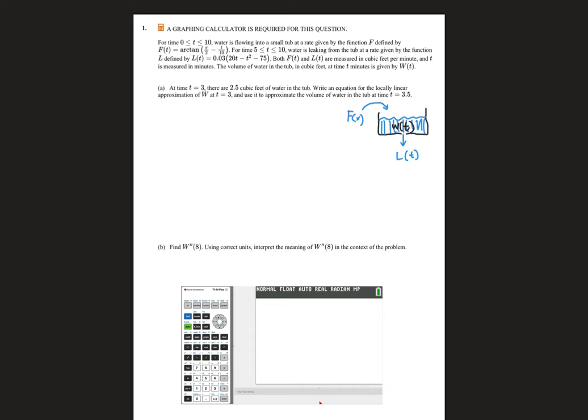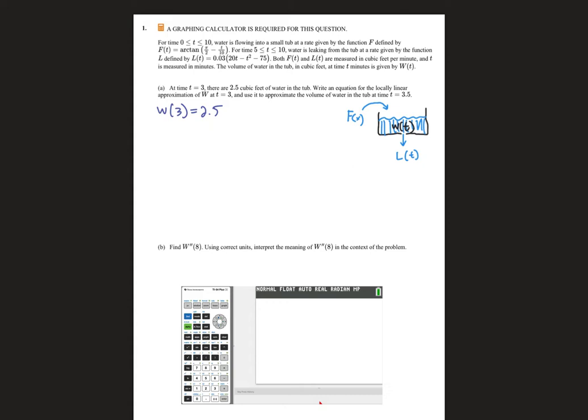Okay, so for A, they say at time t equals 3, just some given point in time, there are 2.5 cubic feet of water in the tub. Let's just write what that is. That tells you the amount of water in the tub, so that's W. So W of 3 equals 2.5. Okay, they say write the equation for the local linear approximation of W at t equals 3 and use it to approximate the volume of water in the tub at t equals 3.5.